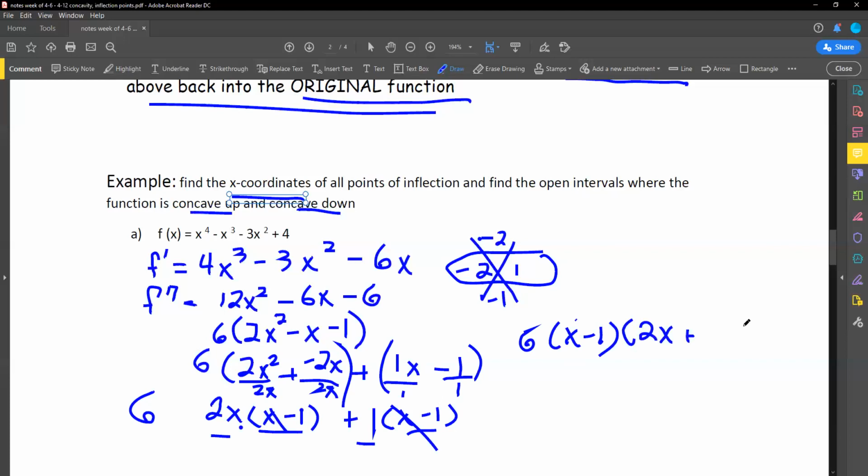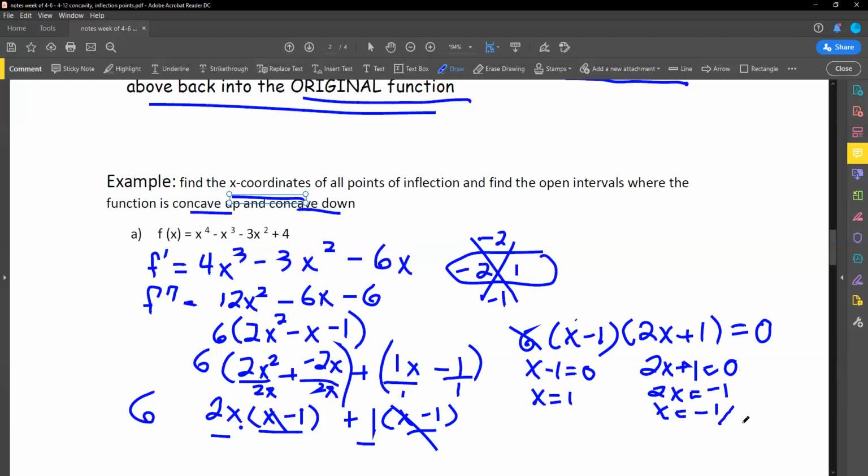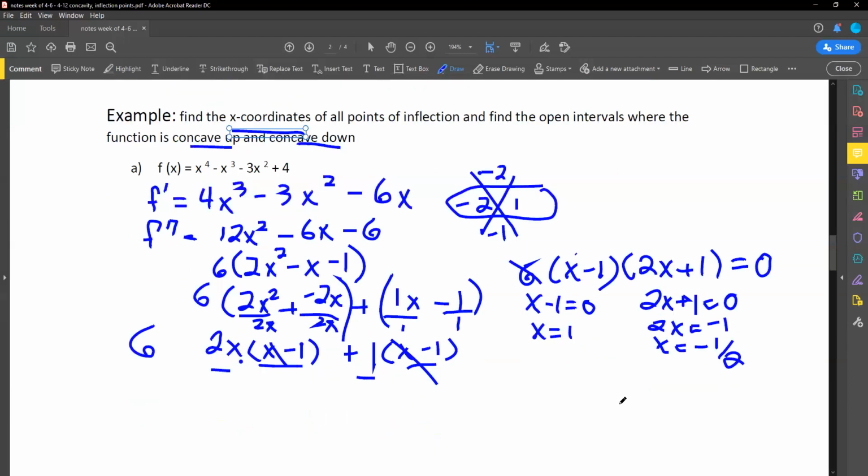All right, so I'm going to set each of the factors to 0. The 6 does nothing. So x minus 1 equals 0, so x equals 1 is one potential inflection point, and 2x plus 1 equals 0 is another. So 2x equals -1, so x is -1/2. And there's no place where this is undefined. The domain for all polynomials is all reals. So 1 and -1/2 are the points that we're interested in.